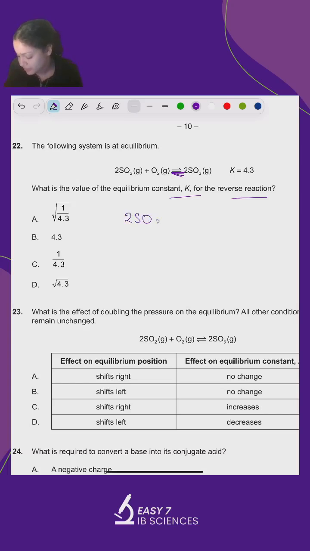So 2SO3 goes to 2SO2 plus O2, just so we don't get confused, right? We know that it's products over the reactants, so it's going to be equal to these products over this reactant. So K for the forward reaction, the top one here, is 4.3. Therefore, for the reverse reaction, it's going to be the opposite of that.